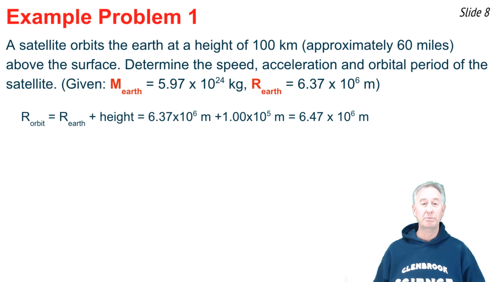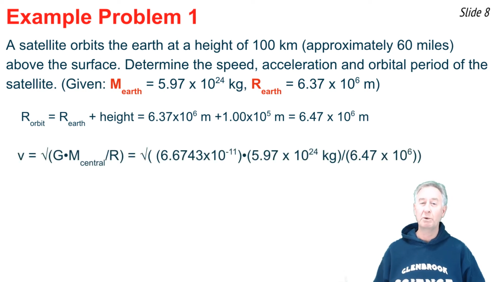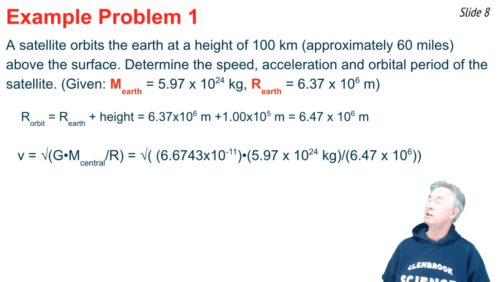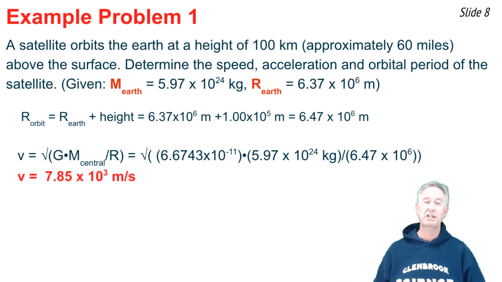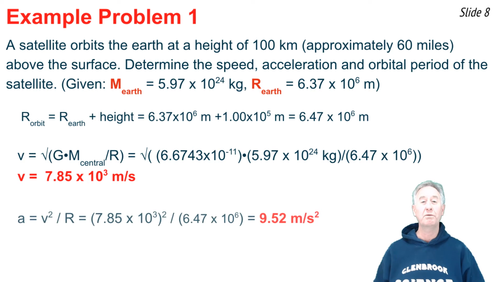Now to calculate the speed, I could use just about any equation, but the one that I'm going to use is v equal the square root of big G times the mass of the central body, which is the Earth's mass, divided by the radius of the orbit. When I take my values for M and r and G and substitute it into the equation, I get approximately 7,850 meters per second. Now I'm going to calculate the acceleration using the circular motion equation, a equal v squared over r. I've just calculated v.